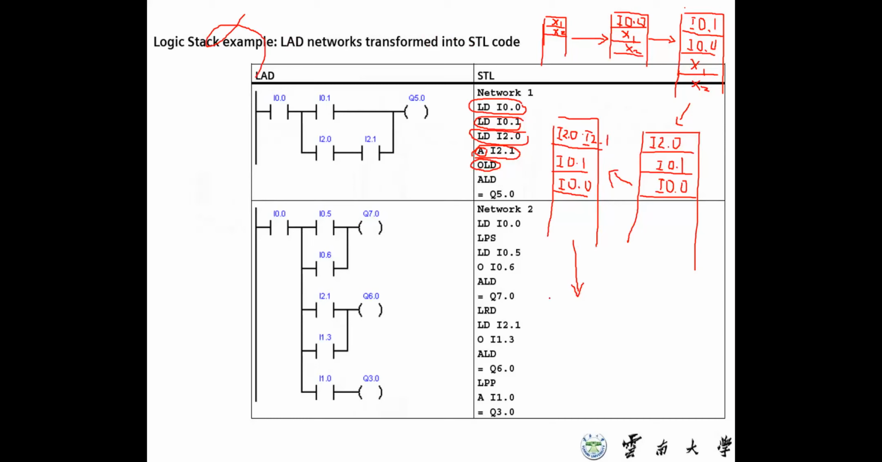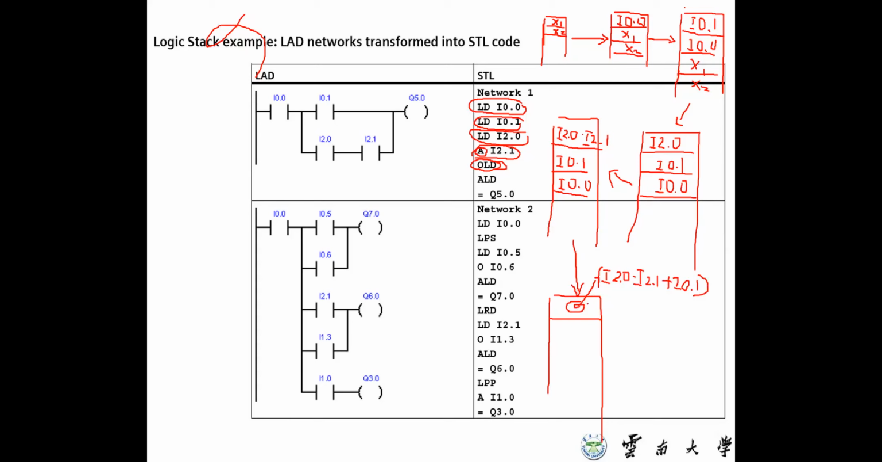So if you have learned this, can you tell me if we do OLD, this stack changes to what? If we do OLD, it will be I2.0 AND I2.1, plus I0.1. And the OLD is what? O what? Plus I0.1.